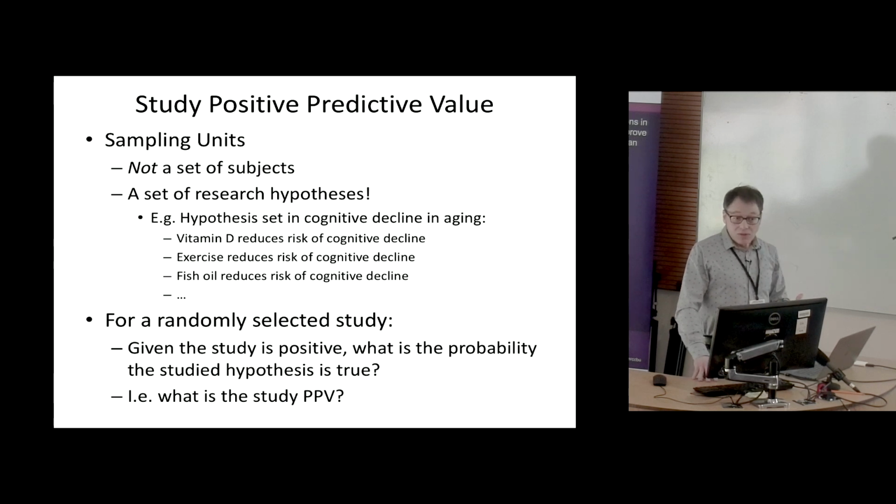And then the question is, given that the finding is positive, which it usually is, how should your belief change about that particular hypothesis you're looking at? That's what we mean by a positive predictive value. Once I see something is positive, how should my beliefs change about the true unknown state of that hypothesis?